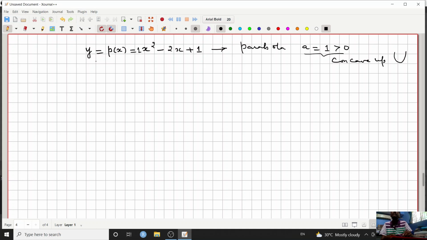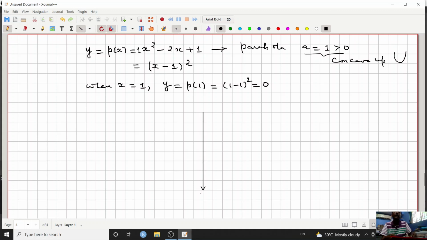And when you try to find the zeros, some of you might have noticed that this is nothing but x minus 1 whole square, because a square minus 2ab plus b square is equal to a minus b whole square. So when x is equal to 1, what will happen? y is equal to p of 1, which is 1 minus 1 whole square, which is 0.